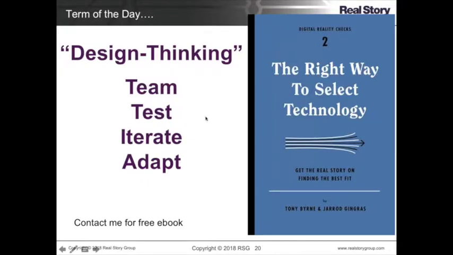And so that's what we're going to talk about for the last 10 minutes that we have together, which is really applying design thinking to your technology selection. My colleague Jared and I wrote a book about this, which you can find on Amazon, The Right Way to Select Technology, which really looks at how we apply more agile type concepts to this typically very waterfall approach to selecting technology. And so the key things here are to build a team, to make sure that you test properly, and then to iterate and adapt rather than having a very fixed process. And in particular, you want to iterate and adapt around user stories.